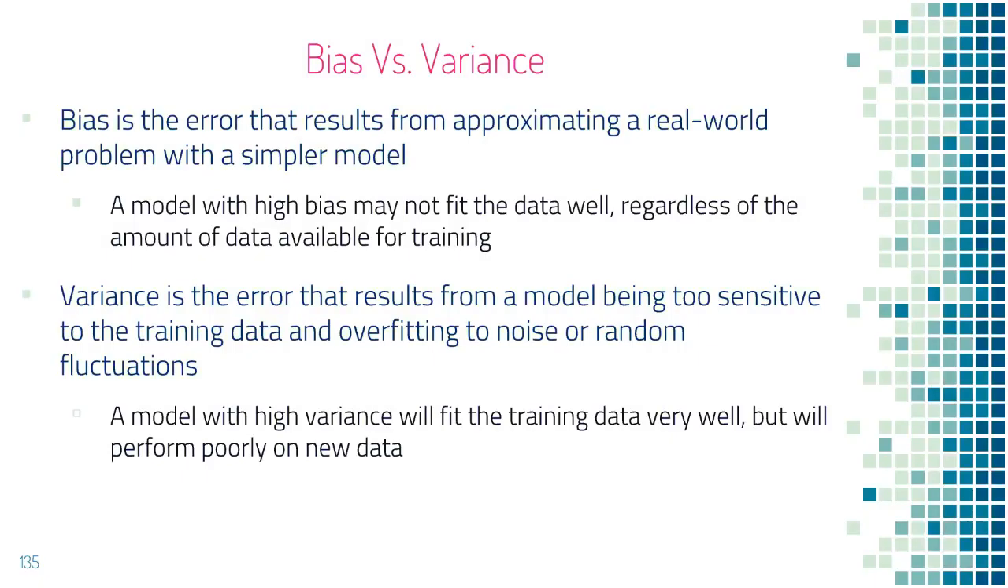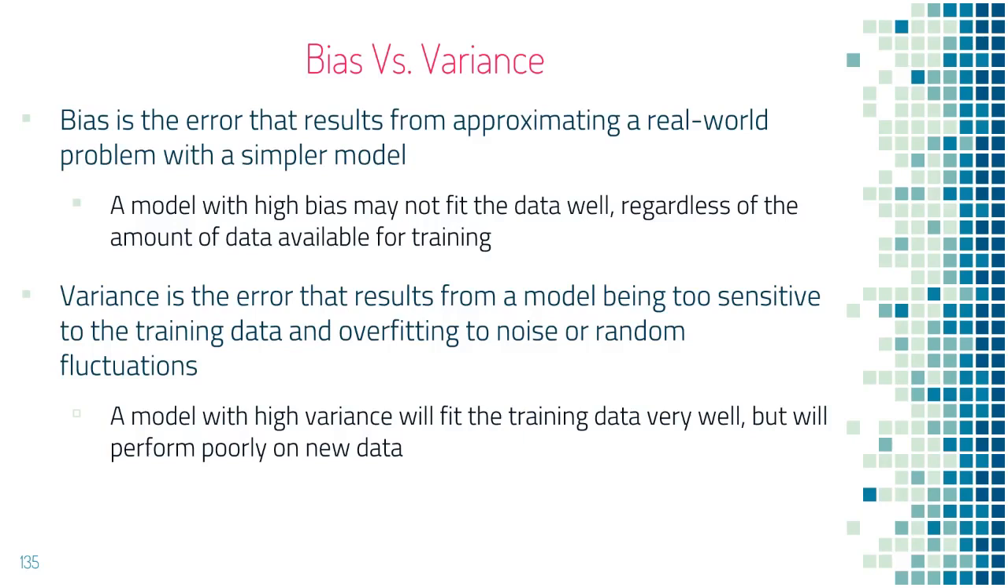So be aware of these facts. Bias versus variance. Bias is the error that results from approximating a real-world problem with a simpler model. If you make a simpler model with less complexity, the model cannot learn anything from the training data, so the model will not perform well with the training data too. I'm not just thinking about the test data for this bias, because bias is very important for the training data. A model with high bias may not fit the data well, regardless of the amount of data available for the training purpose.